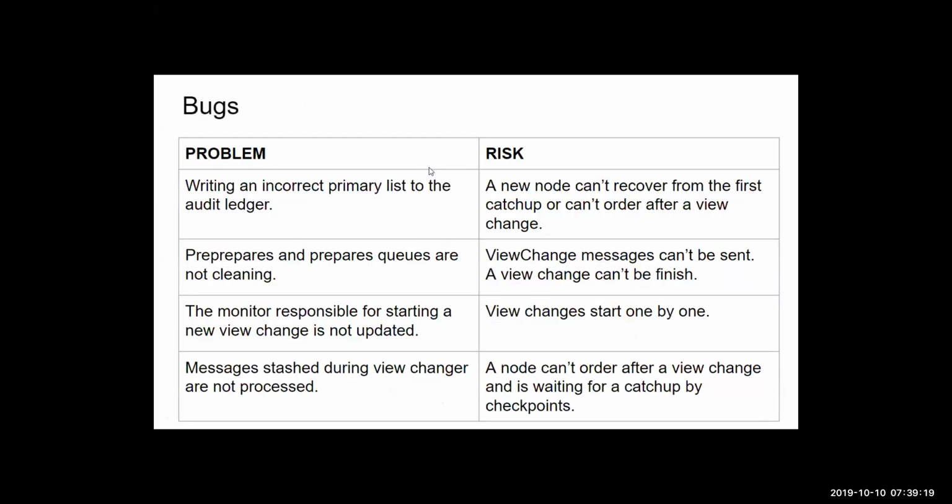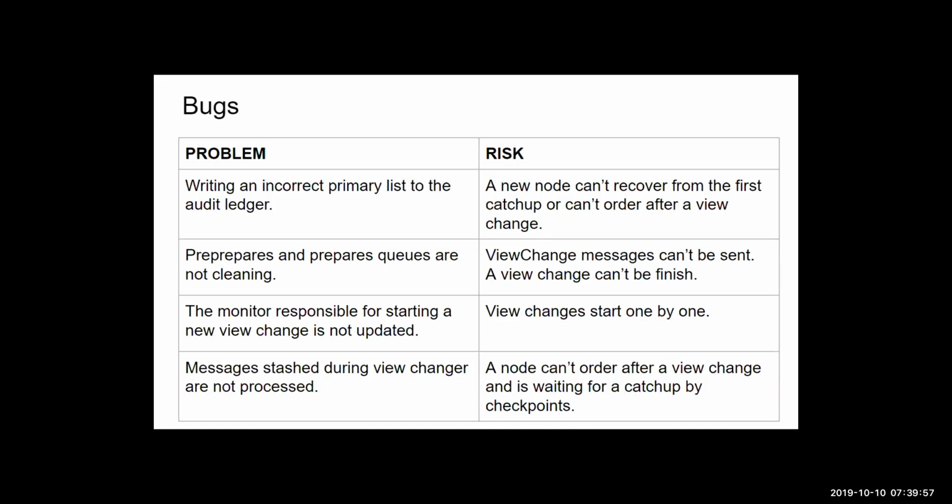To begin, the new reordering logic found a problem with writing an incorrect primaries list to the audit ledger. So the nodes could not set the correct list of primary nodes after the audit ledger catch-up, and reordering of all transactions could not be done. Secondly, the message queues were not cleaned at the right time, so the view change messages were not formatted correctly and the view change could not be completed.